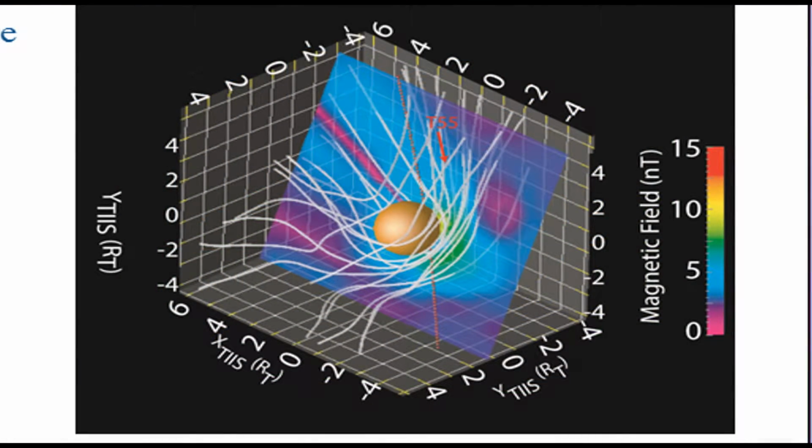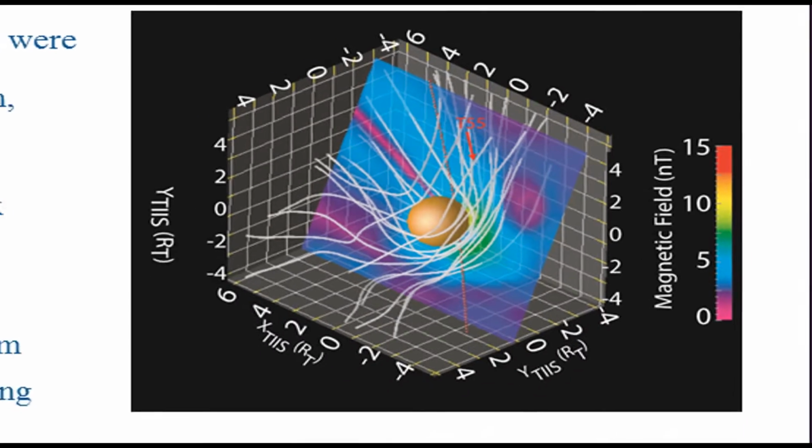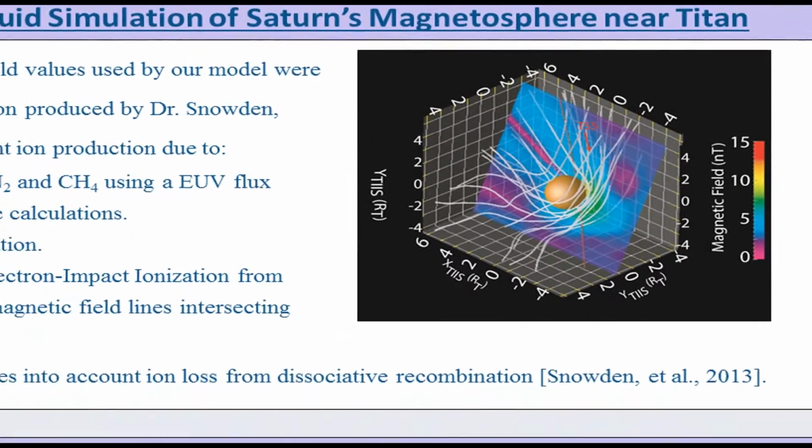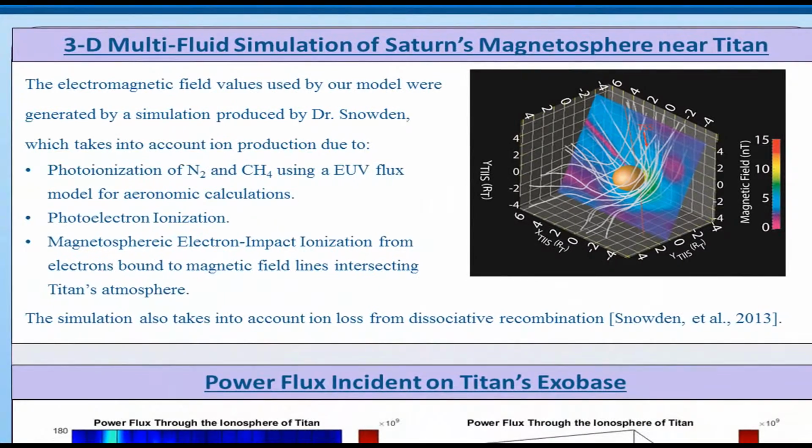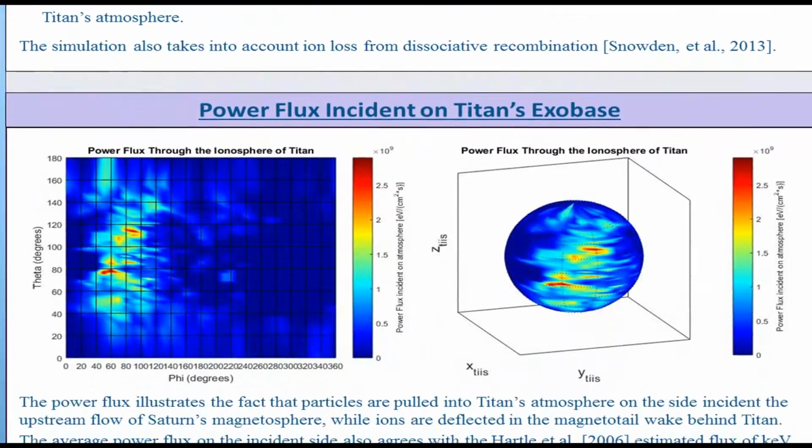The electromagnetic field values used by our model were generated by a 3D multi-fluid simulation of Saturn's magnetosphere near Titan, which was produced by Dr. Snowden. Here's a picture from her model, which shows the pileup regions as well as the wake. Her model takes into account factors such as ion production through various mechanisms and ion loss.